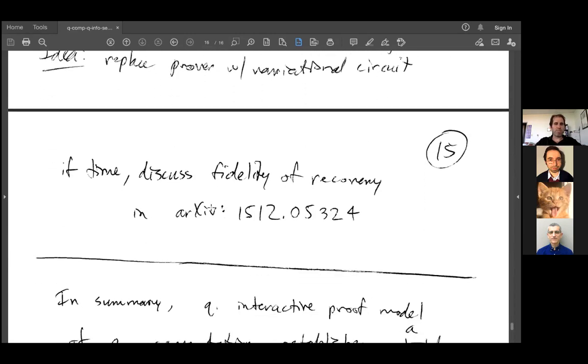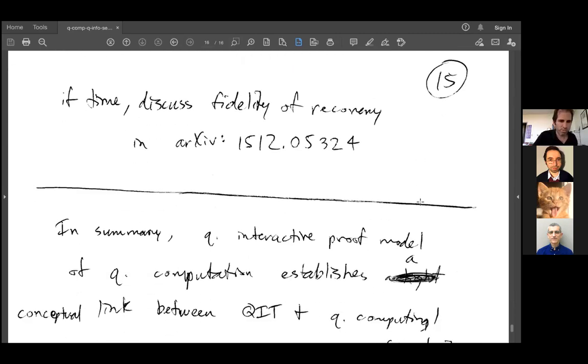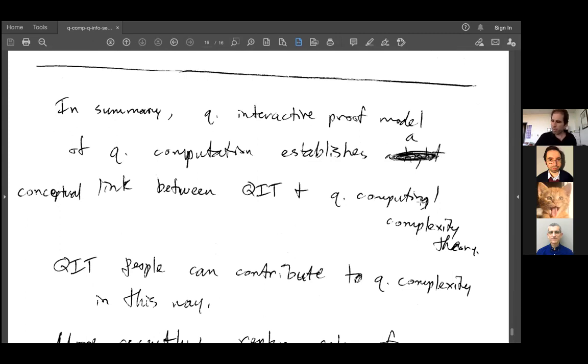I don't have time. This is a paper that we wrote in collaboration with John Watrous, where we use the same ideas that I'm discussing in all the previous examples to compute a quantity of physical interest called fidelity of recovery. Okay, let me wrap up.